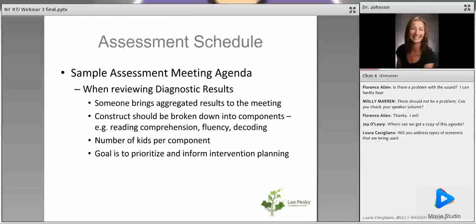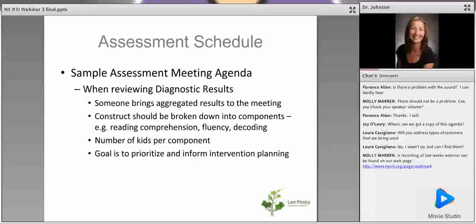Okay. So we'll do that initial screening review, but then we'll also look at our diagnostic results. And again, we'll want to have a process for how we review diagnostic results. And so we want someone to bring our aggregated results to our meeting that we have after we conduct the diagnostics.